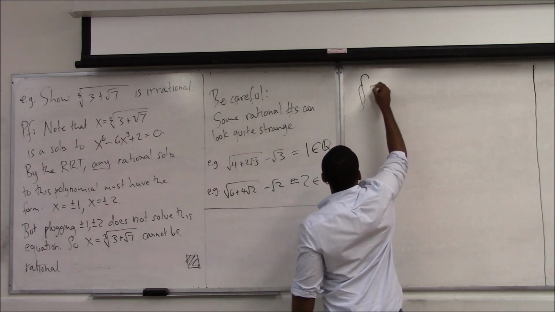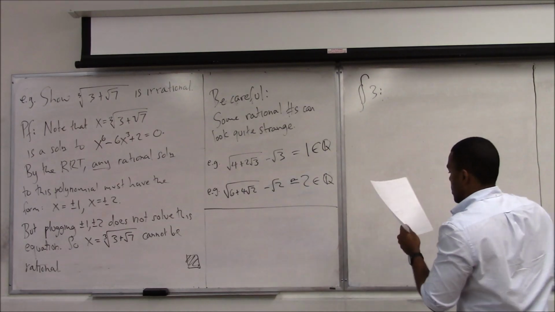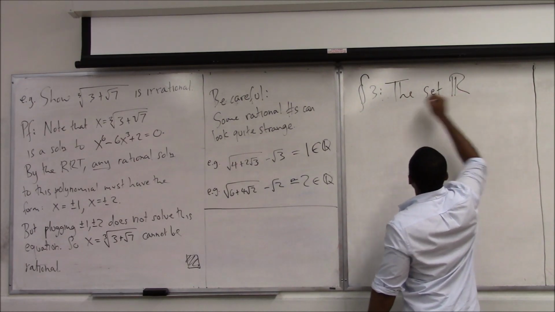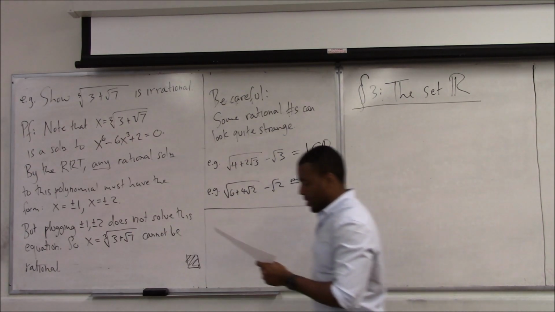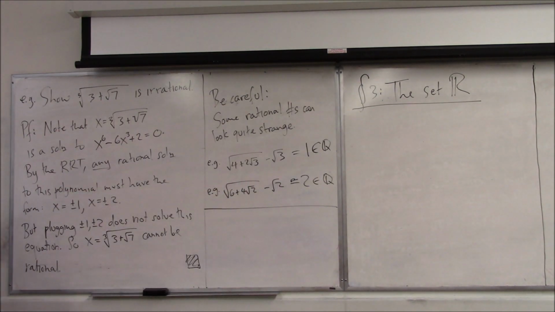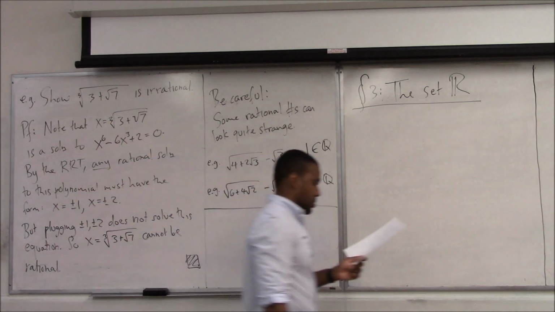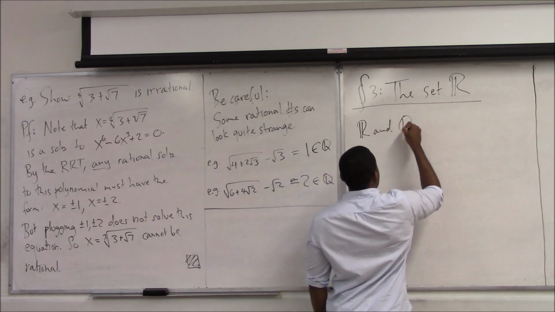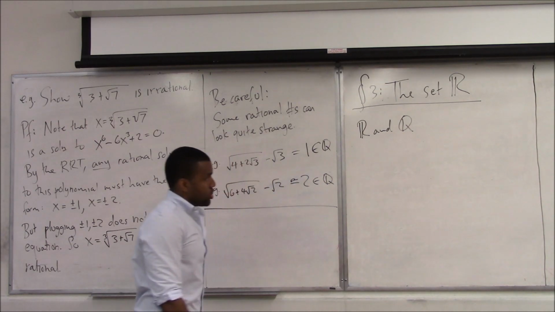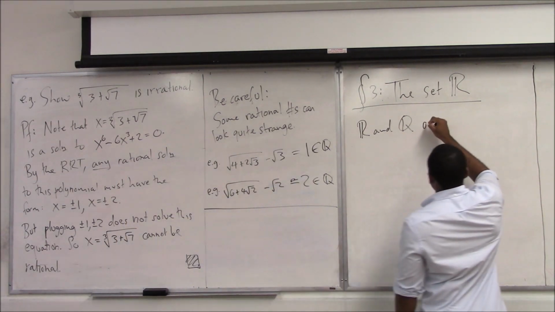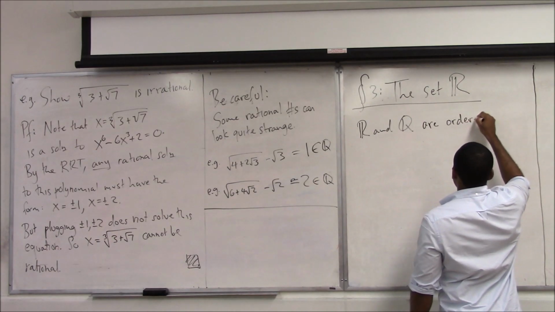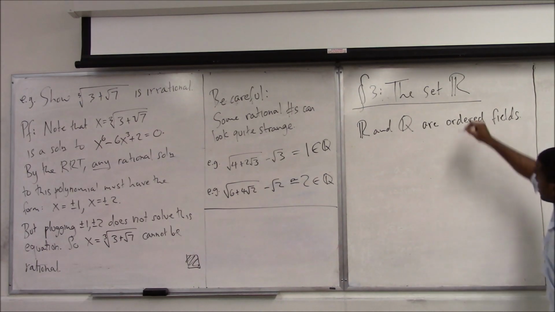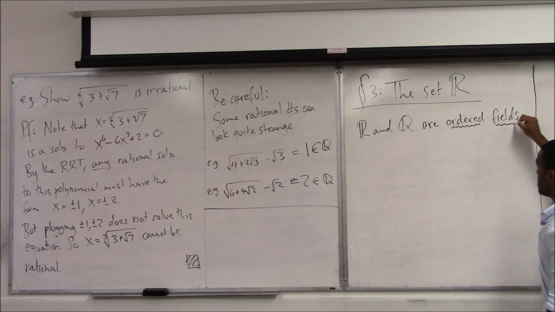Let's move on to section 3. Here we're going to talk about the set R. R and Q, if you ever wondered what kind of structures they are in the mathematical sense, these are ordered fields. So now I'm going to have to define what it means to be ordered and what it means to be a field.